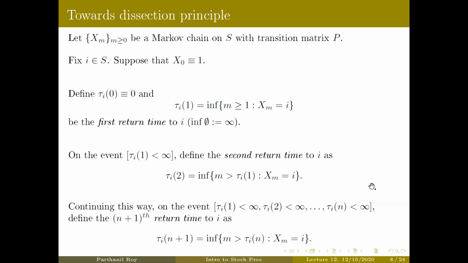Again, I would comment that this is not even defined when one of them becomes infinity. In fact, if tau 2, say, becomes infinity, then tau 3 onwards are not even defined. So what I am saying here is that all of them are well defined, and they're all finite. When I write it like this, it means that all of them are well defined and all of them are finite.